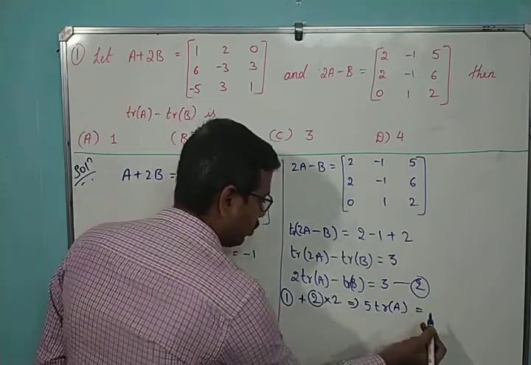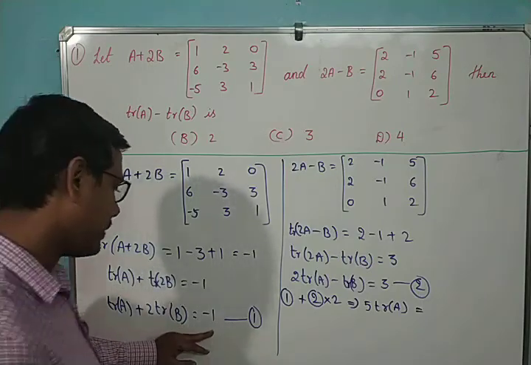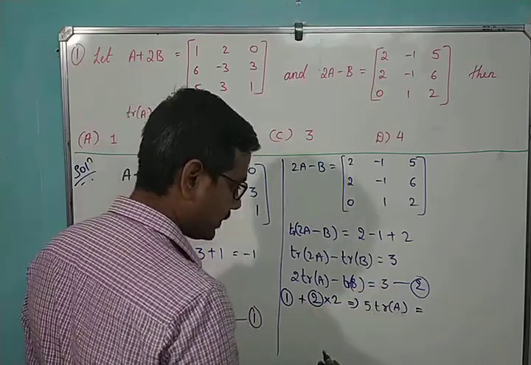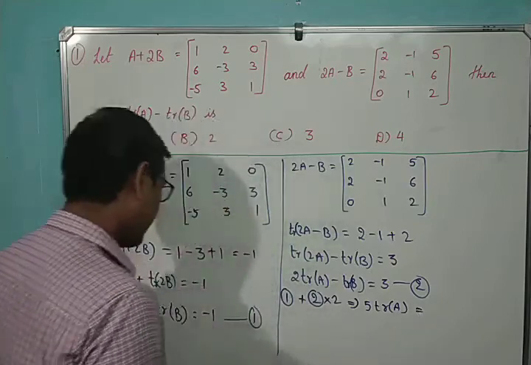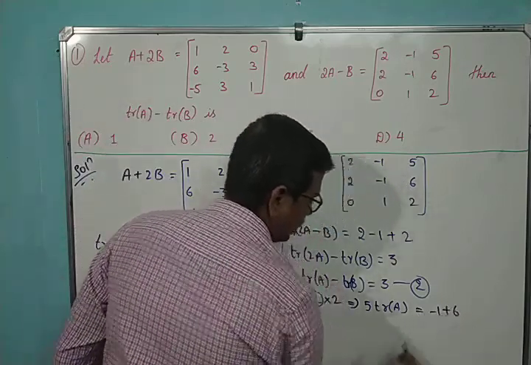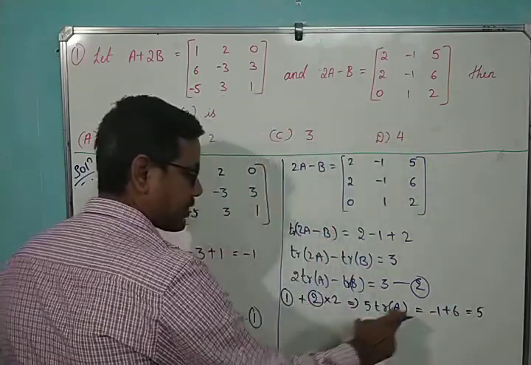Will be equal to minus 1 as it is, plus 3 into 2, how much? 6. Sorry, minus 1 plus 6. Minus 1 plus 6. So we get this as equal to 5. 5 times trace A is equal to 5.